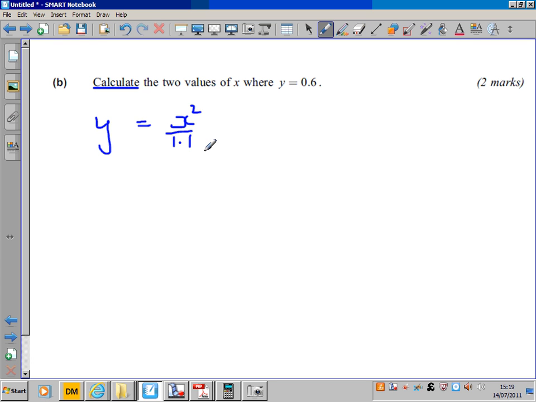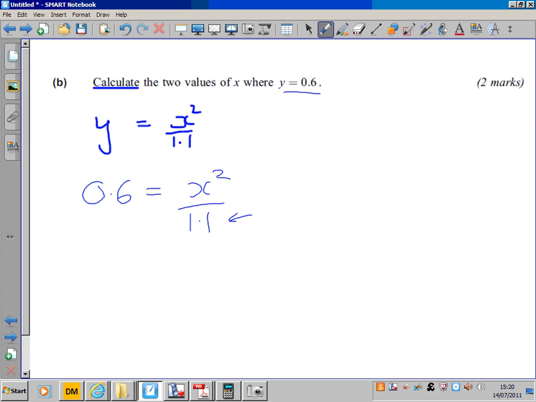And now all I need to do is work out the values of x when y equals 0.6. So I'll put in y as 0.6. So 0.6 equals x squared over 1.1. Now, I just need to solve this equation by removing all the different layers. So I've got to remove the outside layer first, so I've got to get rid of that 1.1 that's there on the bottom.